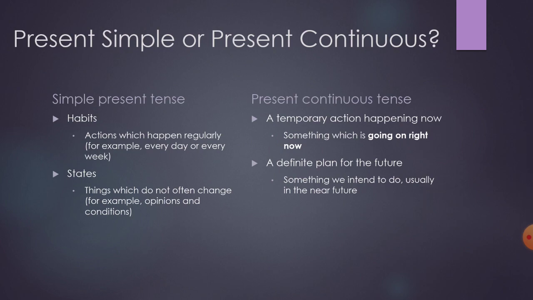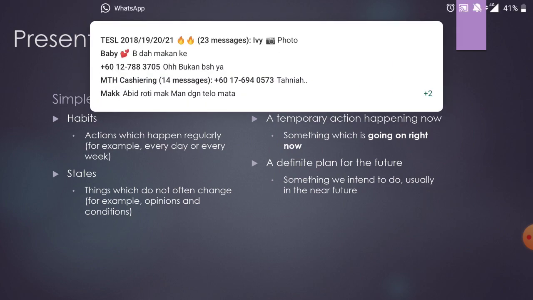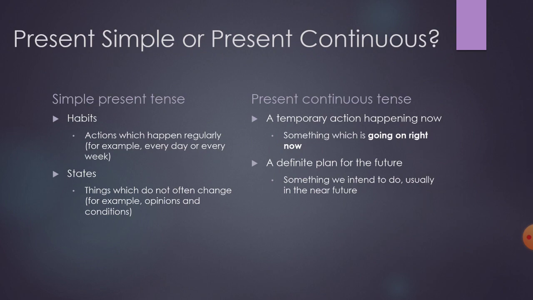As for the present continuous tense, it is used for a temporary action happening now, something which is going on right now. For example, I am giving you a lesson right now. It is also used for a definite plan for the future, something we intend to do, usually in the near future. For example, I am going to give you a quiz tomorrow. Okay?